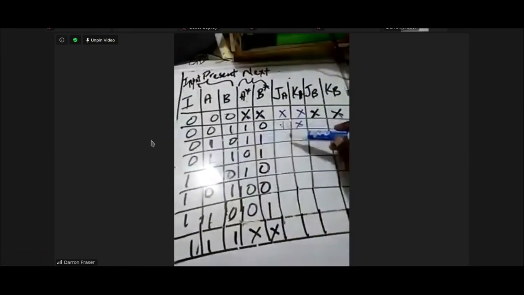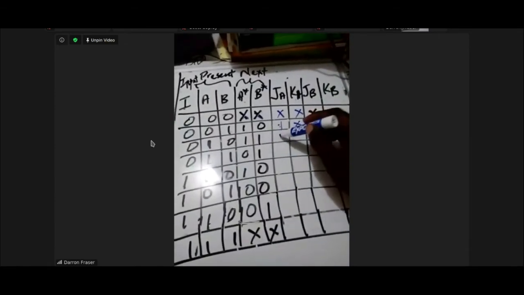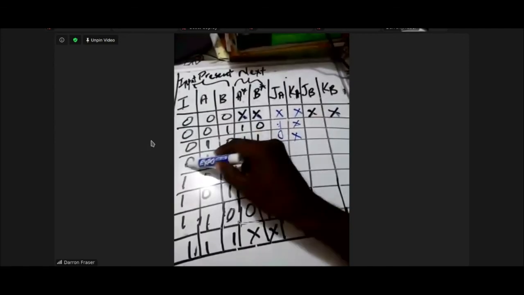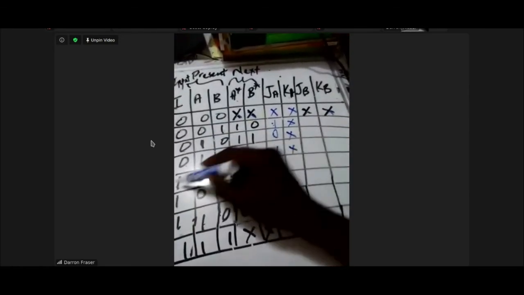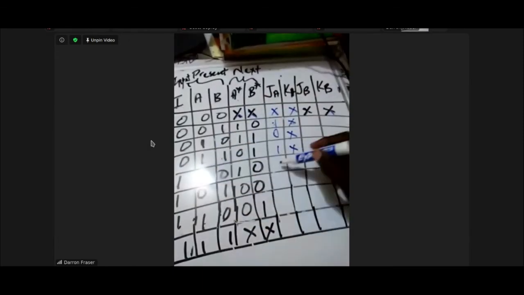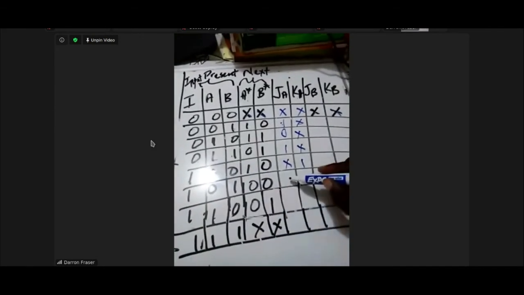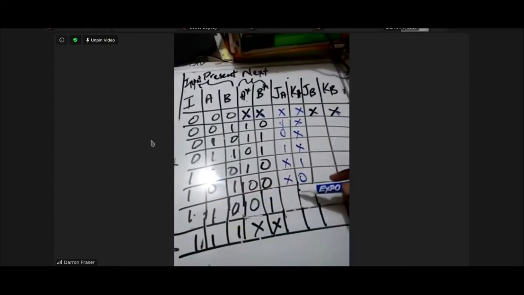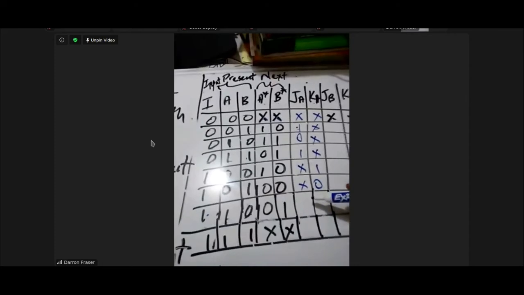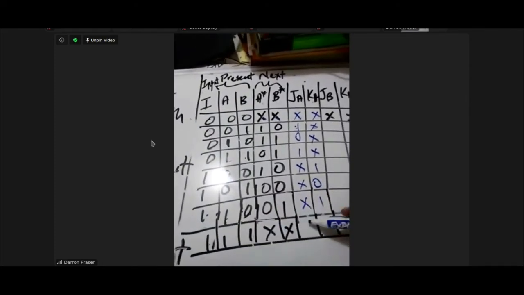0 to 0. 0x. 0 to 1. 1x again, sir. 1 to 0. x1. 1 to 1. x0. 1 to 0. x1. 1 to 1. x0.